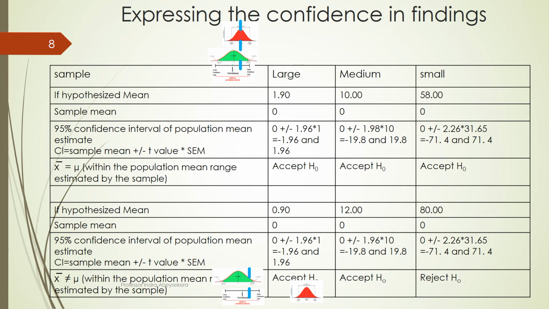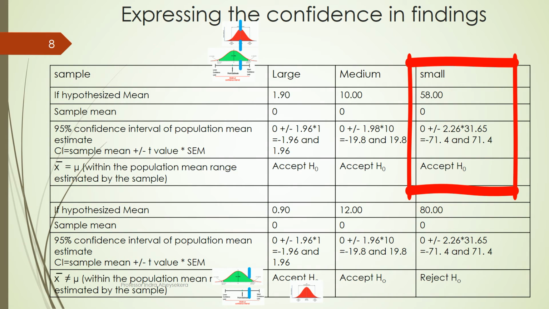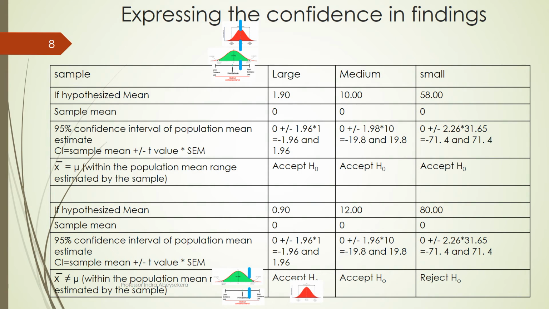For the small sample, we estimate the confidence interval is between minus 71.4 and plus 71.4. Our hypothesized mean is 58. It is within that range of the population mean estimated from sample. We accept the null hypothesis.